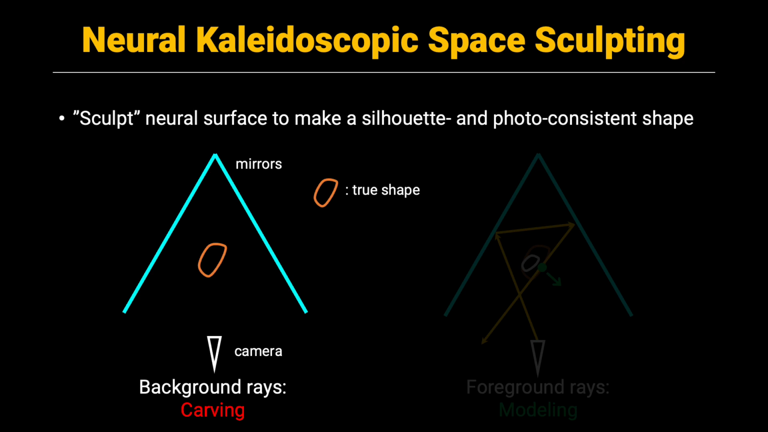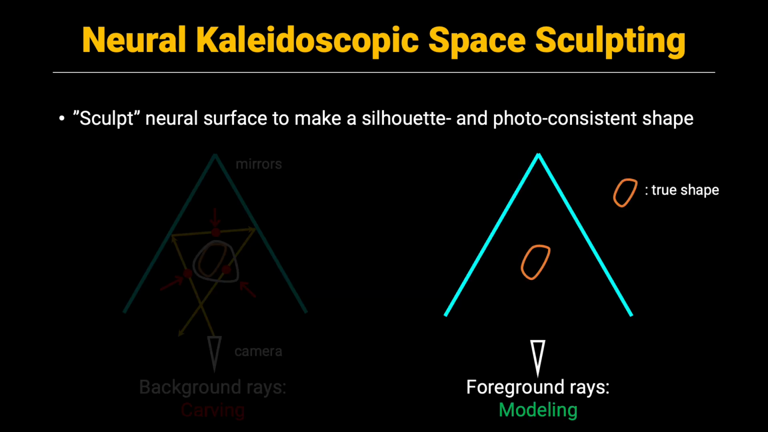It is based on two observations from the definitions of background pixels and foreground pixels. First, background rays do not intersect with the object for all bounces. Therefore, we can update the 3D shape by carving the points on the background rays, as they will never intersect with the object.